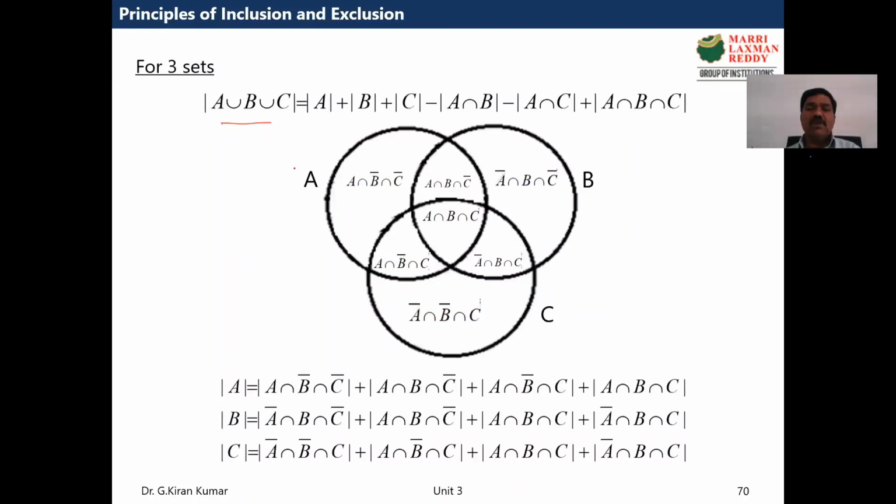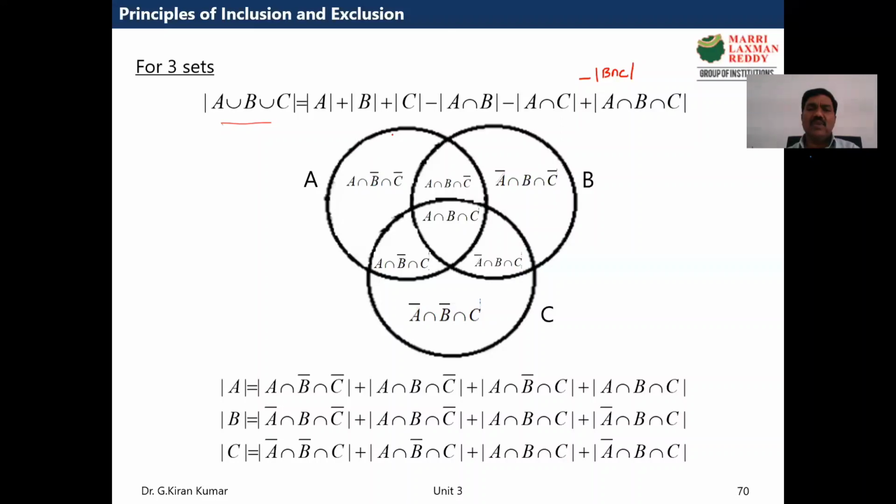Now the same principle can be extended for 3 sets also. Mod A union B union C is equal to mod A plus mod B plus mod C minus mod A intersection B minus mod A intersection C. We have one more term here, minus mod B intersection C, plus mod A intersection B intersection C. So what is the reason we are doing plus?